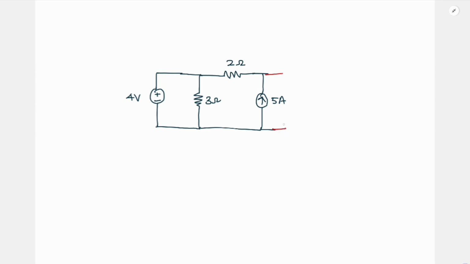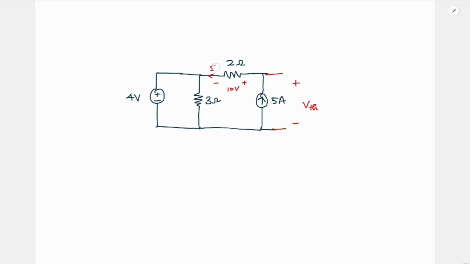So we want this voltage VTH, and here it is 5 ampere. So where will this 5 ampere flow? It cannot flow here because here it is open circuit, so it should flow here, right? So all this 5 ampere will flow here. So what will be the voltage dropped across this? It will be 10 volt, right?